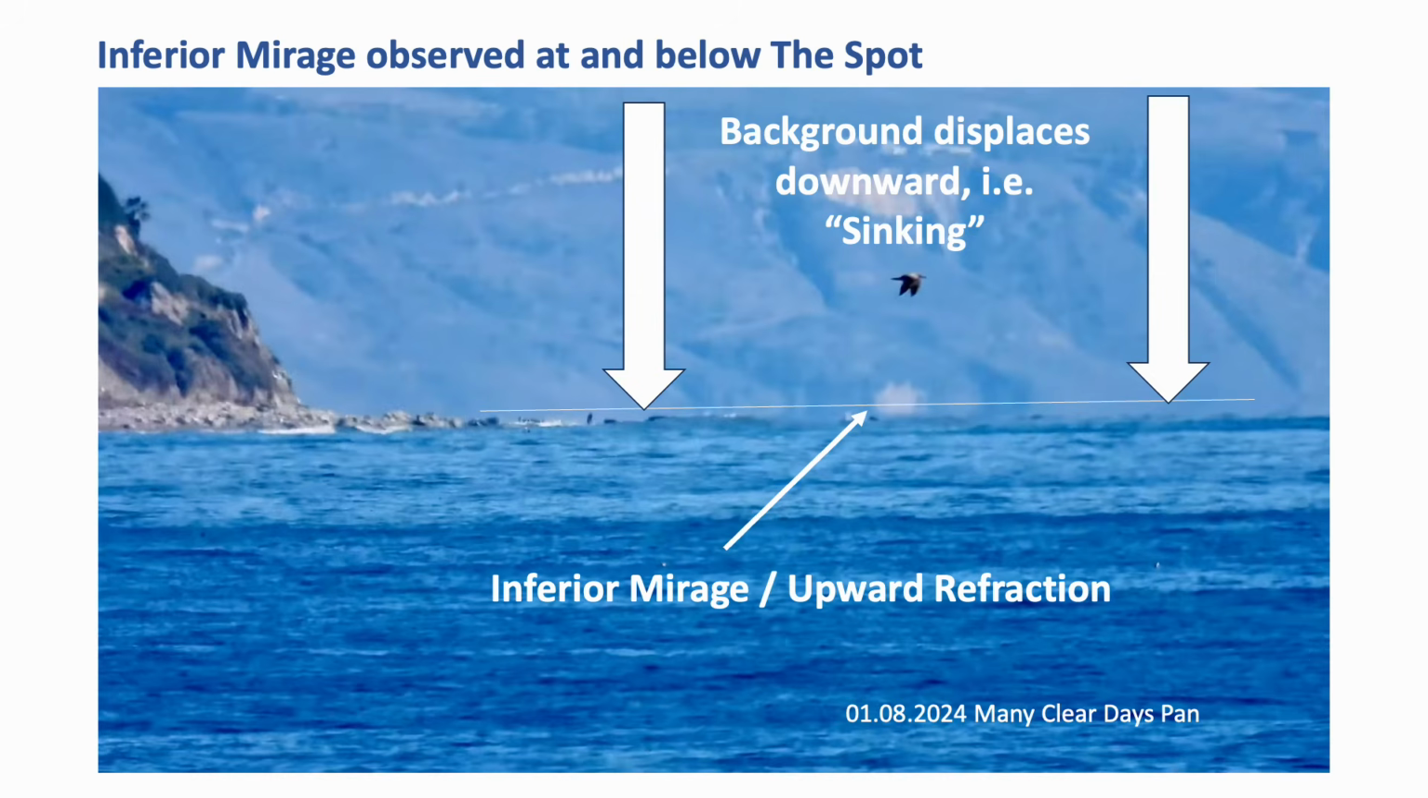Here's another example of upward refraction with an inferior mirage below the spot. In this case, I'm highlighting the displacement of the background, the sinking effect, stooping, whatever you want to call it. But basically, not only is the spot brought down, but part of the background moves down as well.